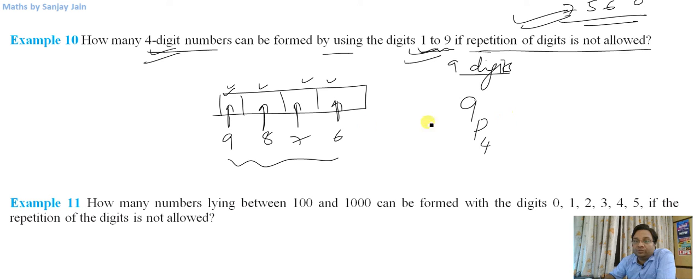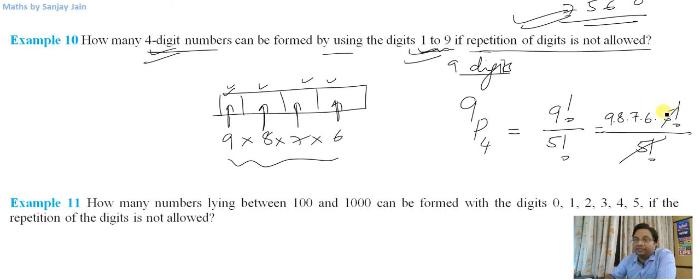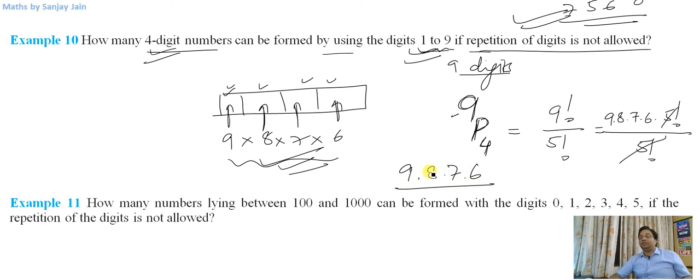So 9P4 should be my answer, and that will also give me 9 into 8 into 7 into 6, and let us see how, because this is 9 factorial by 5 factorial. So it is equal to 9 into 8 into 7 into 6 into 5 factorial divided by 5 factorial. So this will be cancelled. So 9 into 8 into 7 into 6 will be your answer, right? So whenever you have got 9P4, you will start with 9 and go 4 steps: 9 into 8 into 7 into 6. This will be your answer, and that is how we derived that formula, right?